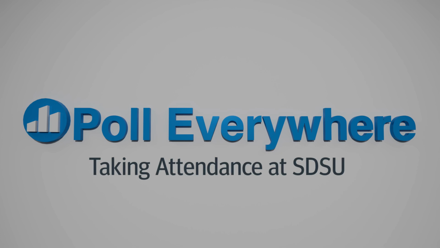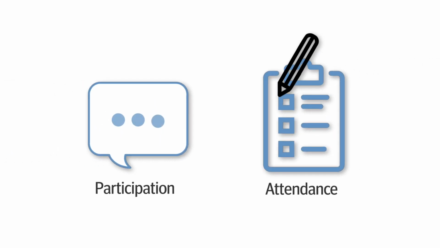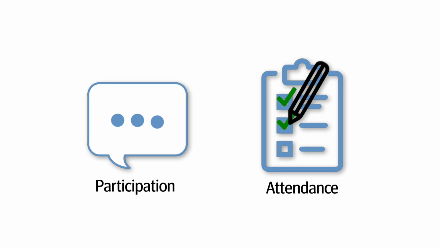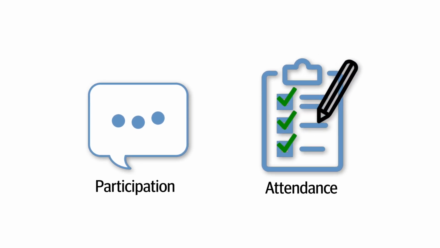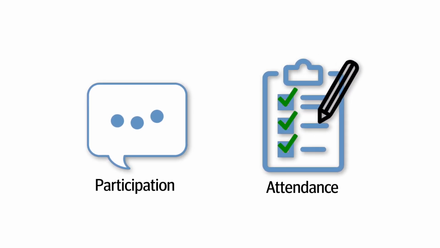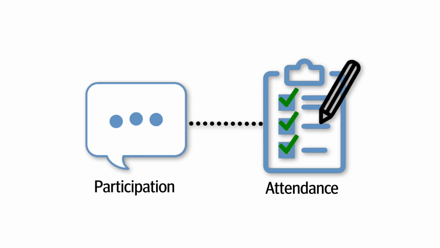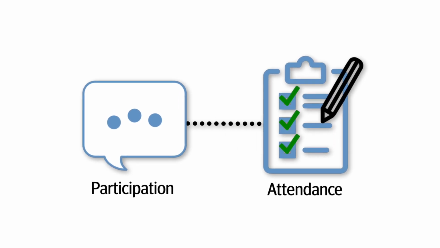In PollEverywhere, tracking participation and taking attendance are closely related. The difference depends on your course goals and how you plan to use the tool during your lectures. When a registered student responds to an activity, their response can be used to track both participation and attendance. Attendance can be simple. You may only need students to indicate they're present without a detailed response.